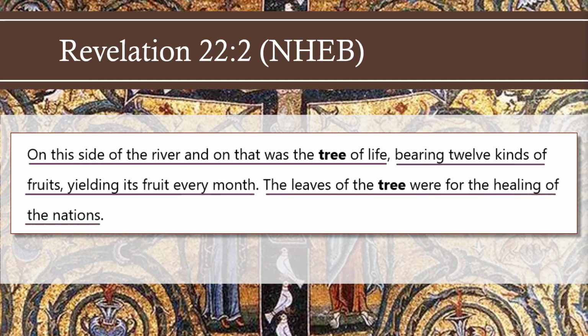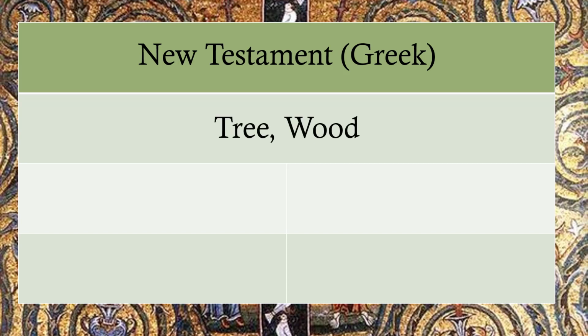So John is seeing the tree of life. Is there more going on here that John is trying to communicate to his original audience and us? Well, let's take a look. The issue at hand is the underlying Greek word that John is using for tree right here and right here. And in the New Testament, there are two different words that are used for tree or wood.